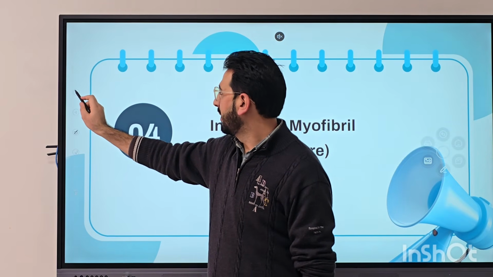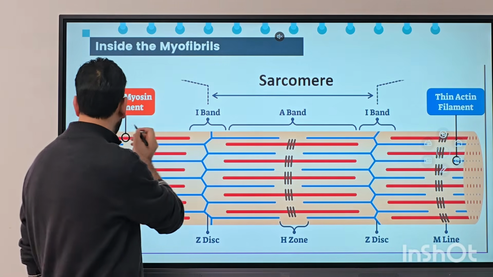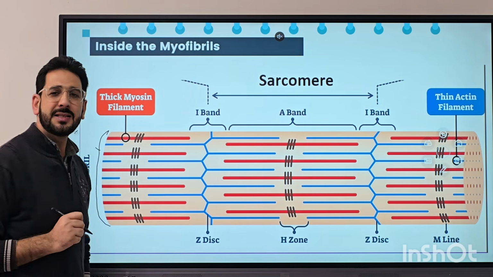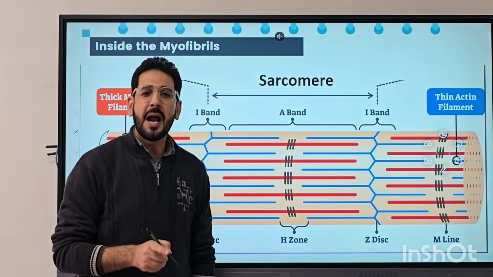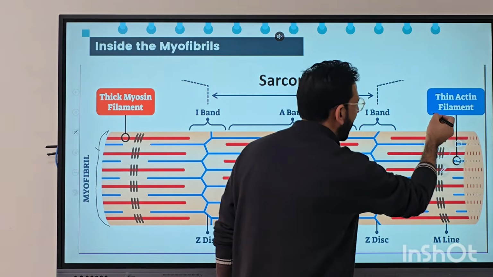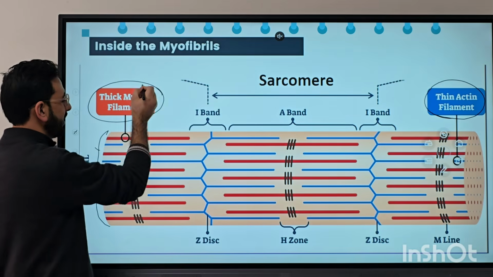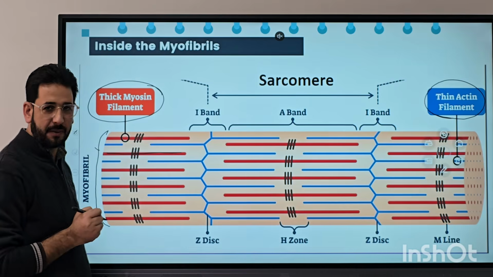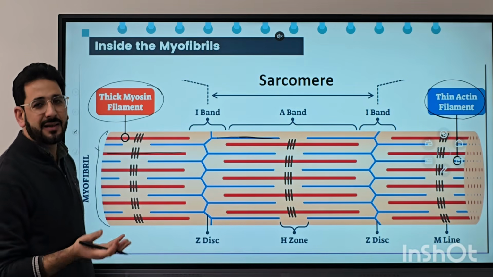Inside this myofibril, now let's have a look inside the myofibril. This is the whole myofibril structure, a rod-shaped structure, and inside it we are going to see the myofilaments. Myofilaments are of two types mainly: the thin actin filaments, and the thick myosin filaments. You can see here, these red-shaped structures are the myosin filaments, the thick filaments, and these blue-shaped structures are called the thin actin filaments.